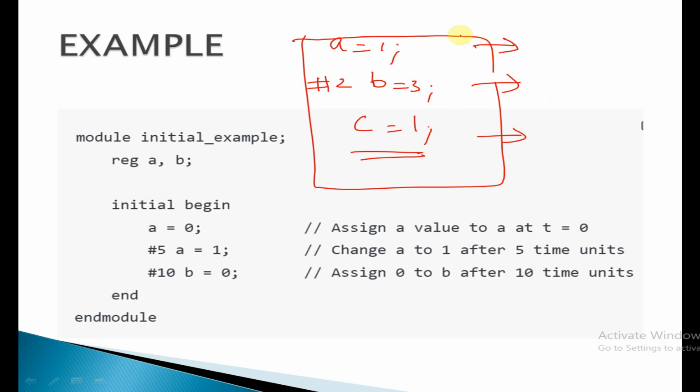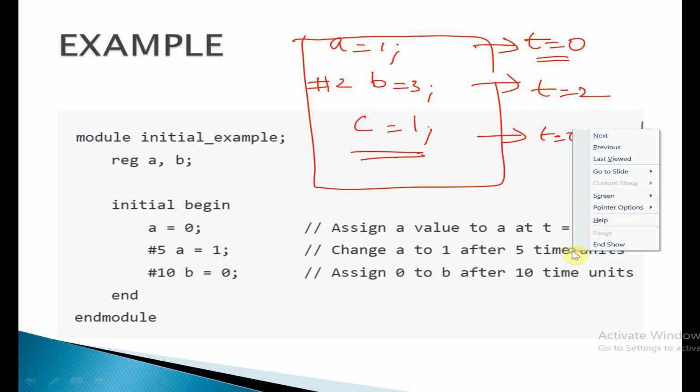At t is equal to 0, a will be assigned to 1. C also will be assigned to 1 at t is equal to 0. B equal to 3 will be assigned at t is equal to 2. Let me tell you what is happening here. Let me brief you on what is happening here.